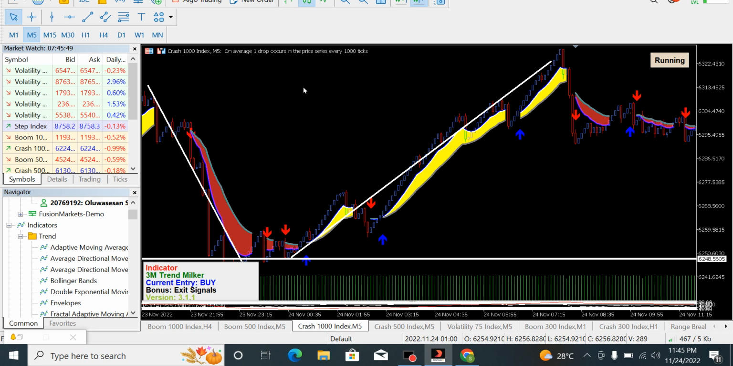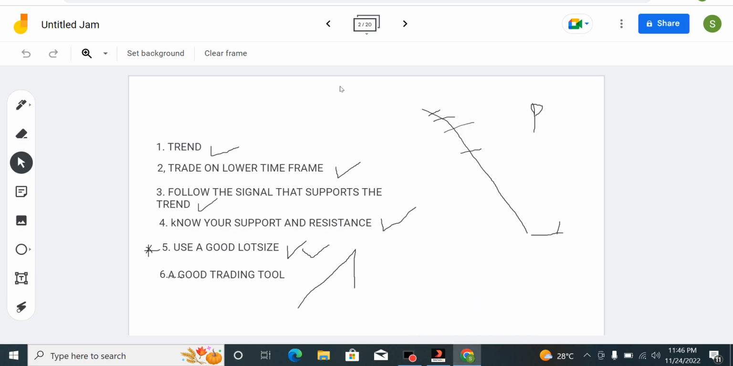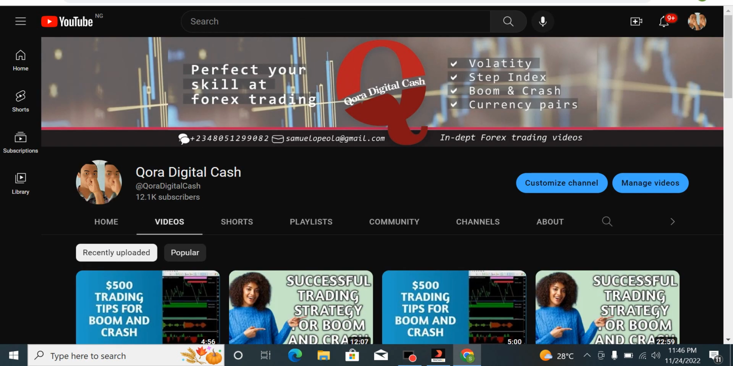However, it is always important you know how to trade this asset, and how to use the trading tools you want to use in order to make the best of the market. So quickly, let's go straight into what we have right here. Just like I have said, we will continue from where we stopped yesterday.